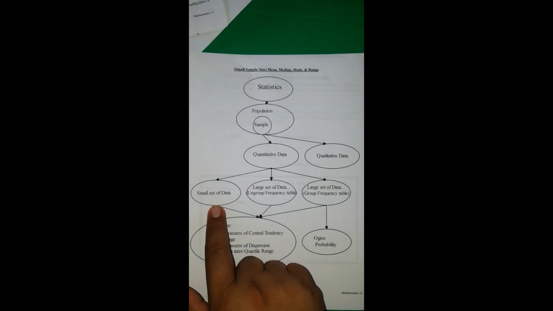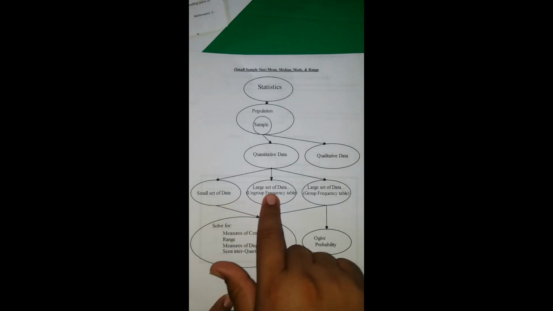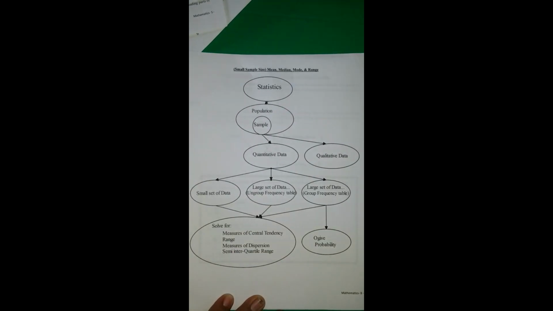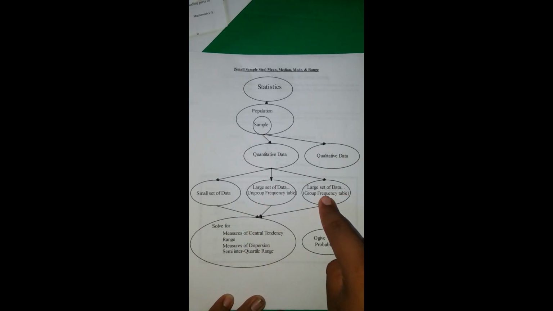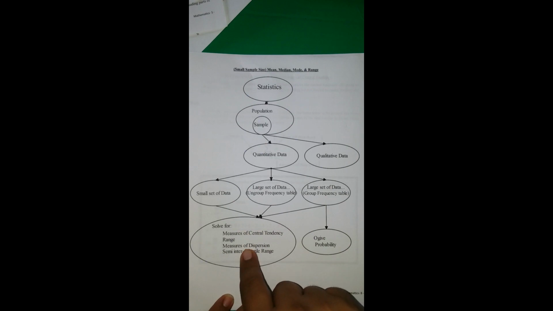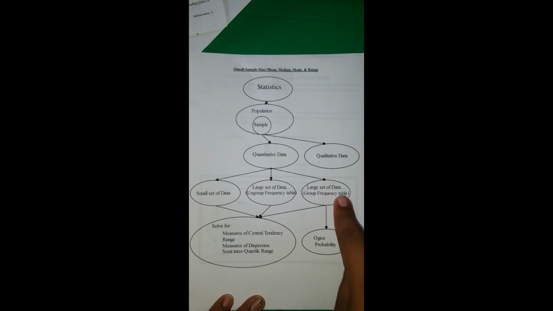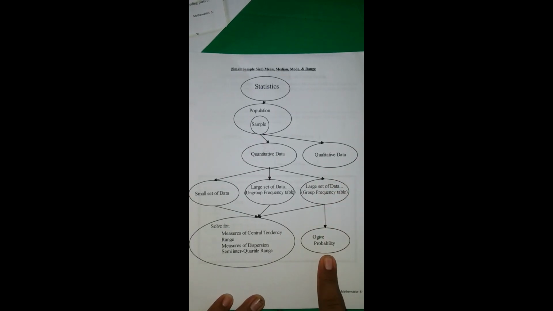We're going to be doing it for a small set of data, a large set of data, and then in the large set of data we have the ungrouped frequency table where we don't need to group the data that we collect, and then we're going to solve the same thing. And then we have a large set of data, grouped frequency table, where we need to group our data, and then that's going to be the same thing: mean, median, mode, range, dispersion, semi-interquartile range, and so on. Right? And then lastly, we're going to be taking a look at the ogive and then probability.